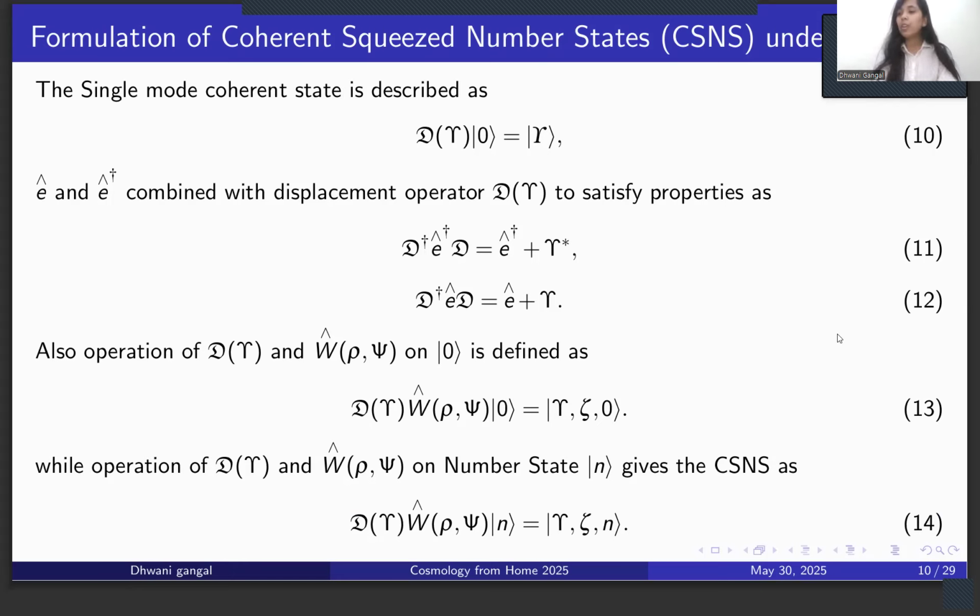So now we can look at the formulation, how I formulate the coherent squeezed number state. In this, we are using the creation and annihilation operators for the formulation. Here D(γ) is the displacement operator. If we combine that displacement operator with the annihilation and creation operators, we find relations 11 and 12. And here we are using three parameters: the coherent parameter, which we represent by gamma, the squeezing parameter, which we show by the parameter rho, and the number parameter. By using the number operator, we formulate the coherent squeezed number state under the FRW metric.